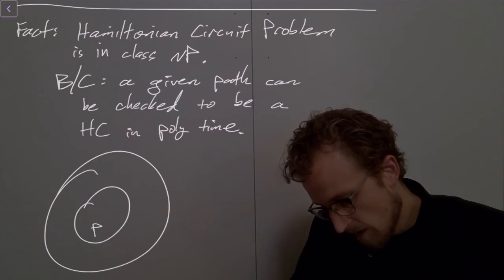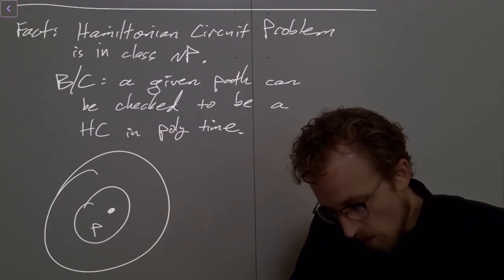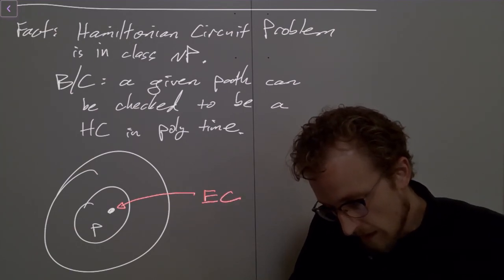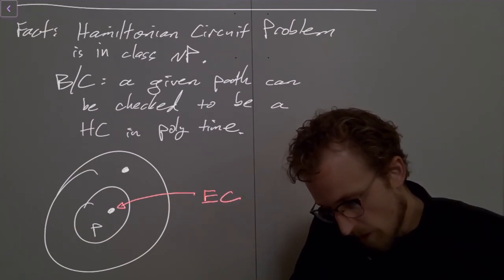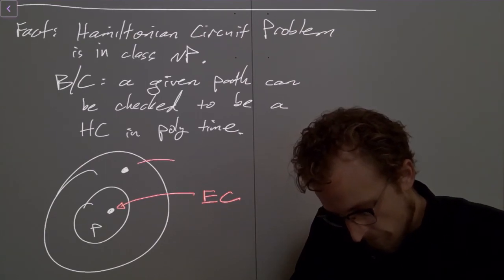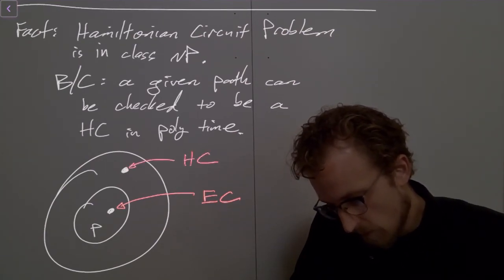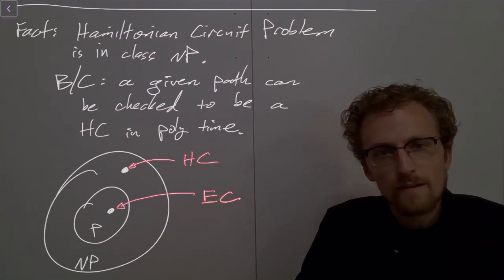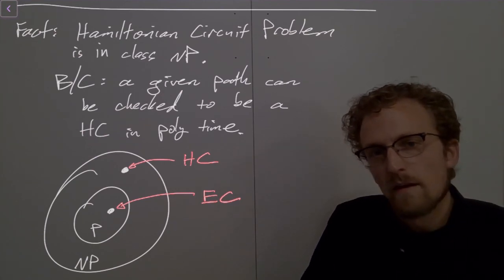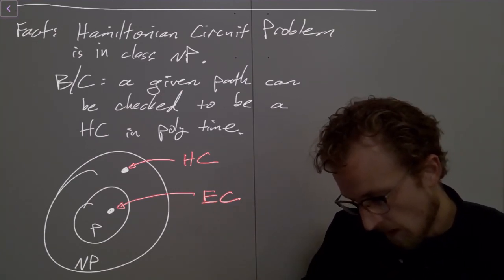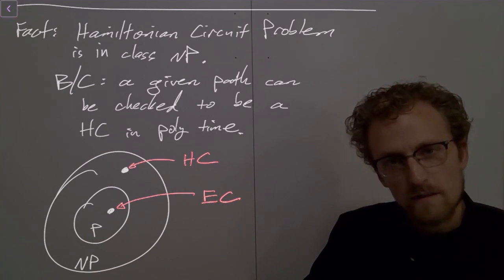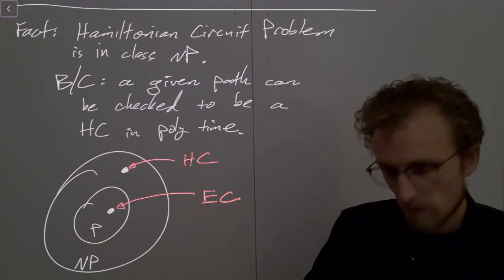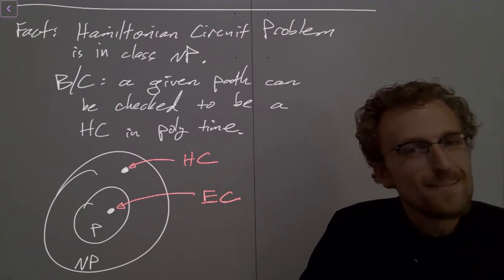So let's call this P. It is known that Eulerian circuit is here. And it is believed that the Hamiltonian circuit problem is here. So what is this outer Venn diagram, or this outer set? This is the set NP, or the class NP. So it is believed that the Hamiltonian circuit problem does not exist in the class P. And the big question in theoretical computer science is whether or not it does, essentially.